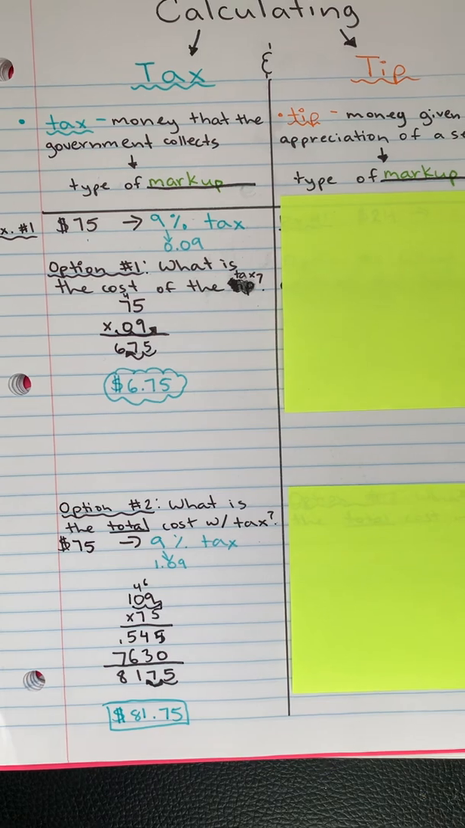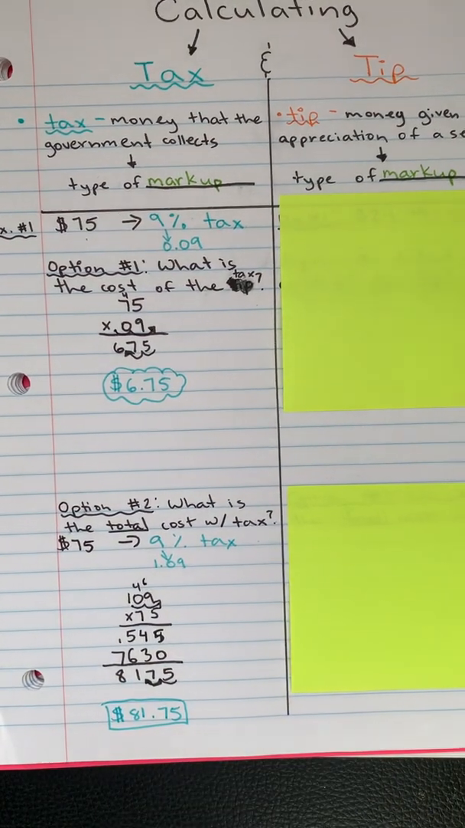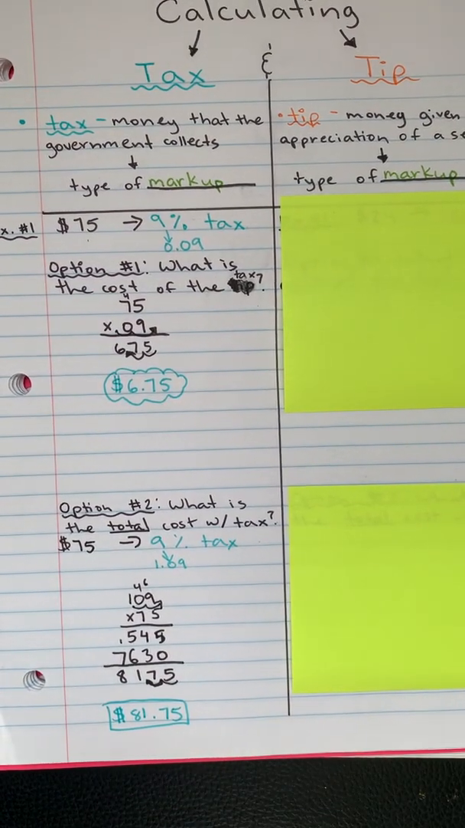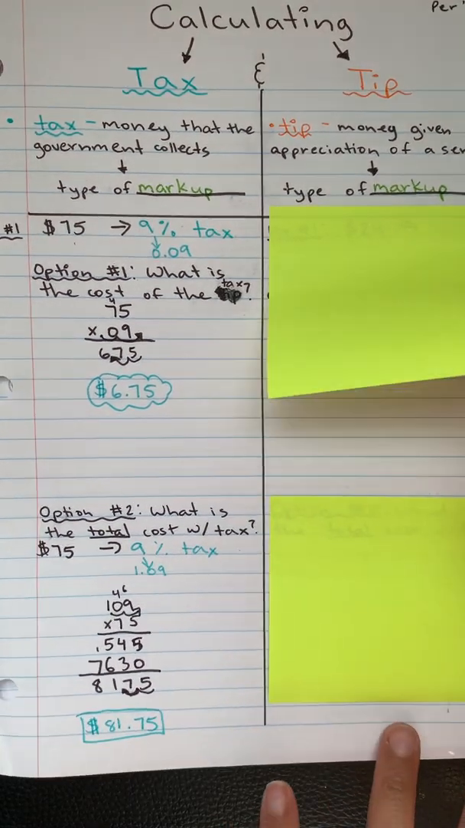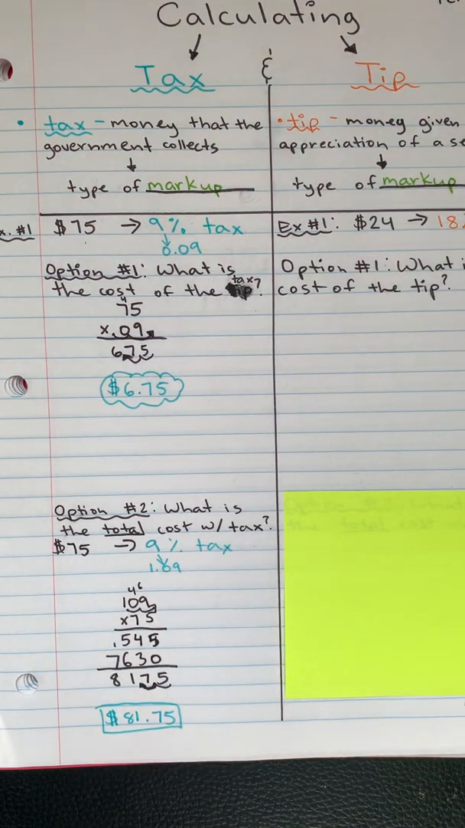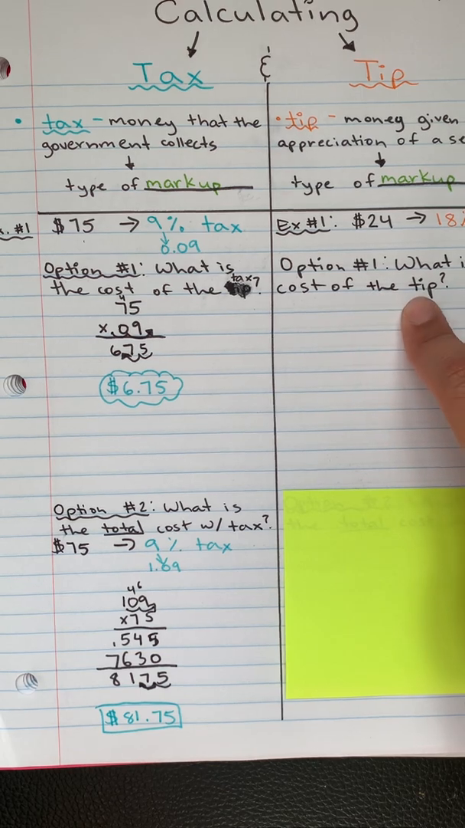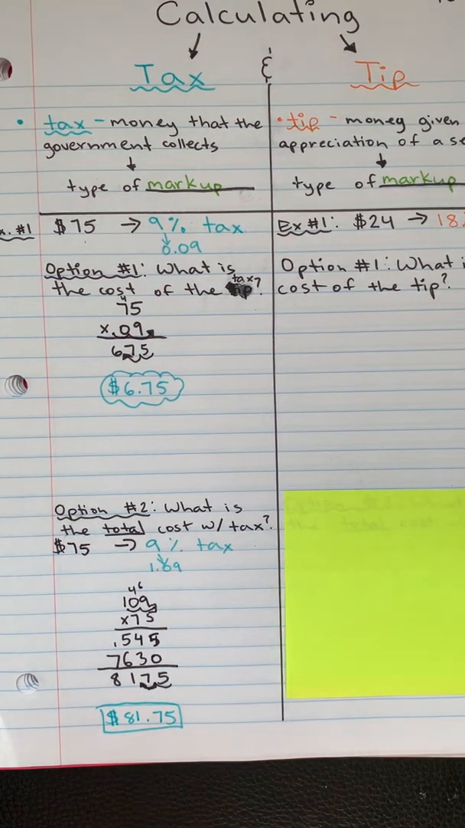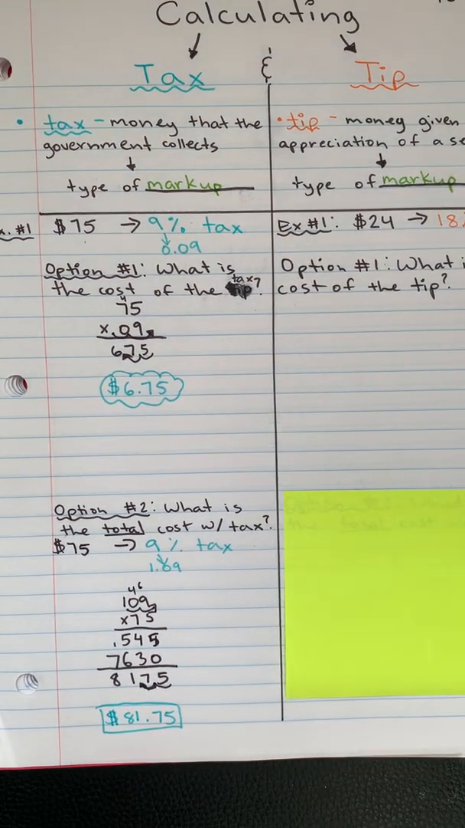So it just depends on what you're being asked and how you like to calculate your problems. Okay, really, there's nothing new here. Tip is similar and nearly identical, just tip is just different in real life, okay? So option 1, what is the cost of the tip? Perhaps you wanna know just how much more money you're gonna pay.